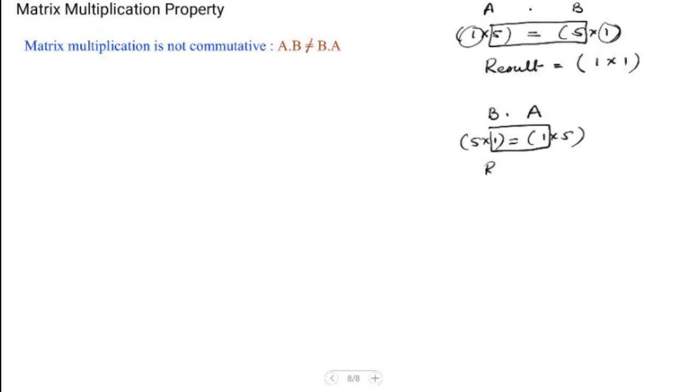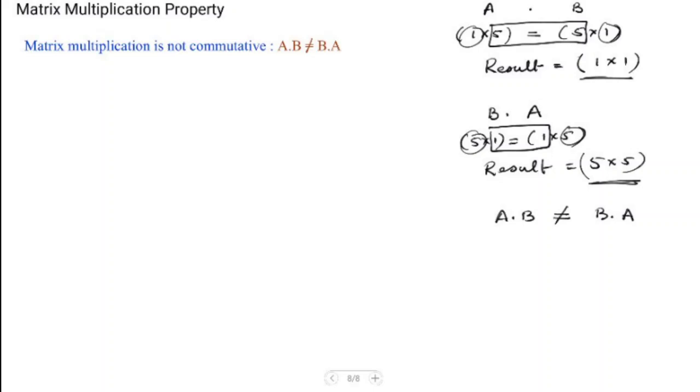Now if you look at the result matrix, here you have 5 times 5 as the number of rows and columns. So as you can see over here, this one has 1 row and 1 column in the result matrix, and this one has 5 rows and 5 columns. So they are nowhere equal. So as you can see clearly that A times B is not equal to B times A.